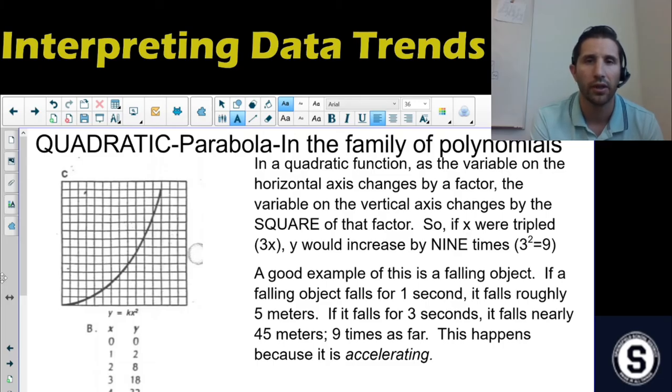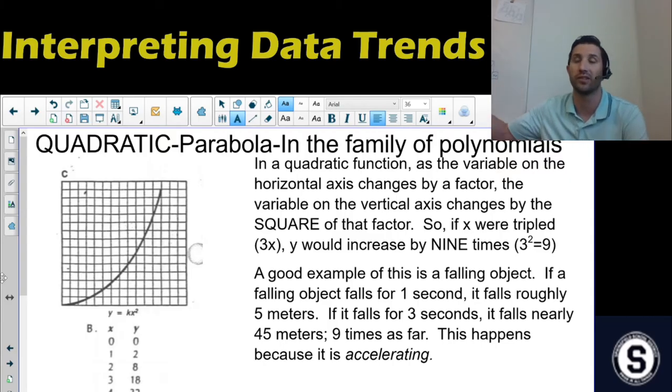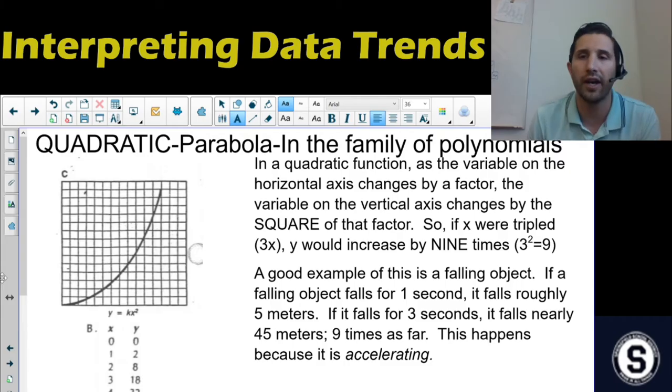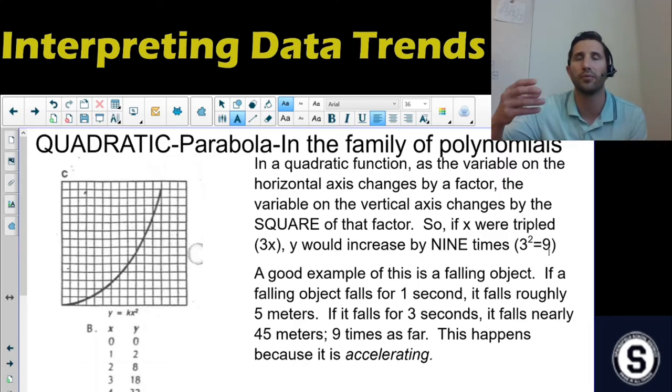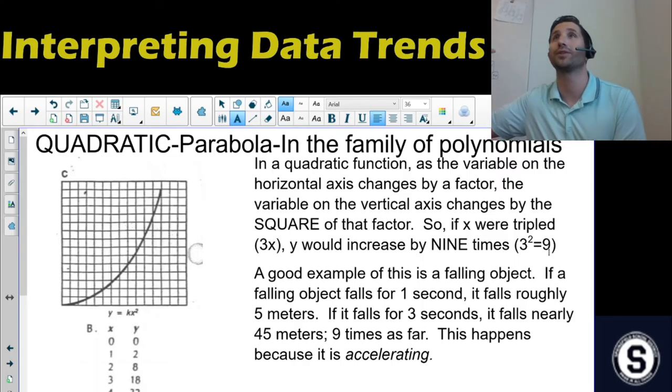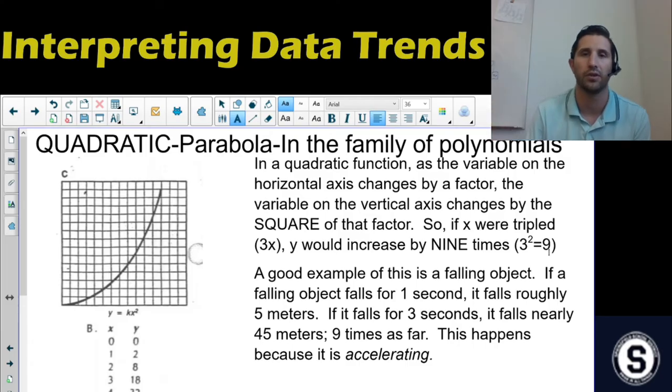All right, so in a quadratic function, as the variable on the horizontal axis changes by a factor, the variable on the vertical axis changes by the square of that factor. So remember, square means multiply by itself. So if x were tripled, so 3 times x, y would increase by 9 times. And the reason for that is 3 squared is 9. So if I multiply x by 3 times, I have to multiply y by 3 squared times. That would be 9 times.